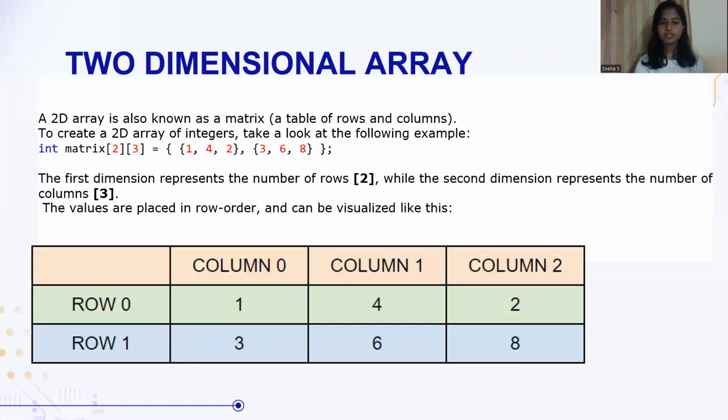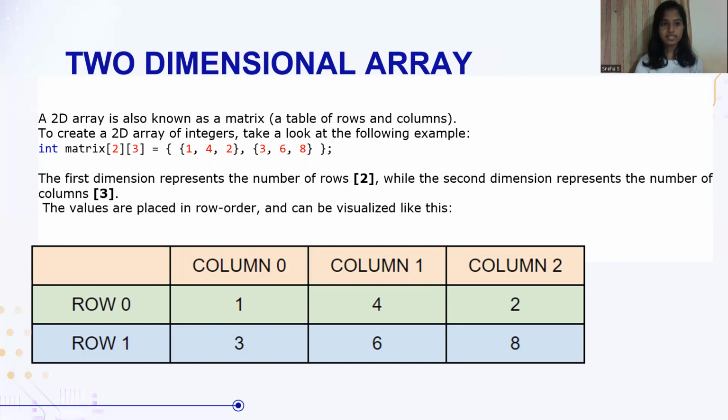Two-dimensional array. We haven't discussed a single dimensional array because it is the same as the previous one which I told you. Now we'll be discussing two-dimensional arrays. A two-dimensional array is also known as a matrix because what is a matrix? It's a table of rows and columns. To create a 2D array of integers, we have to take two different dimensions, that is, one for rows and one for columns.